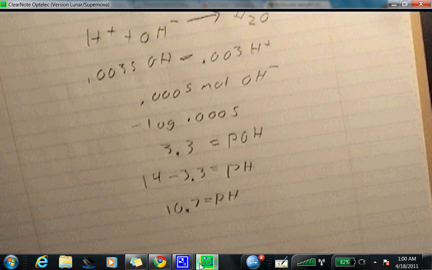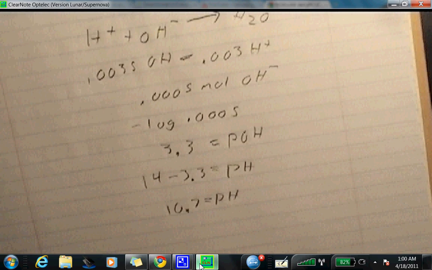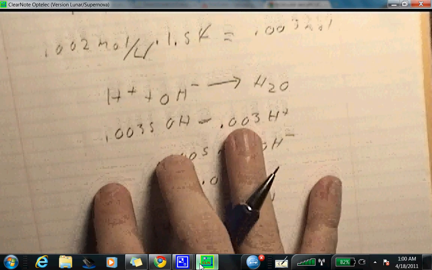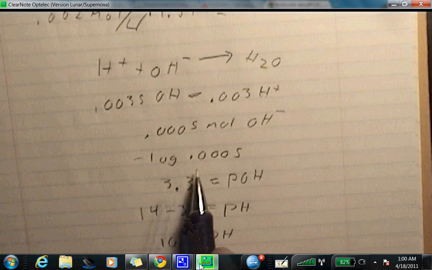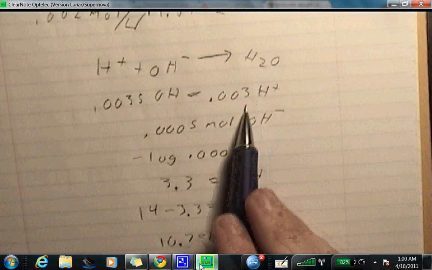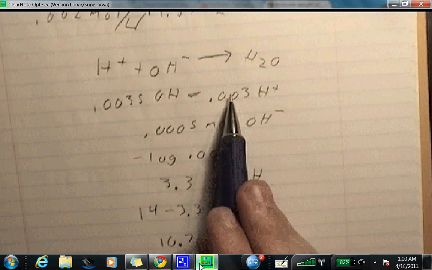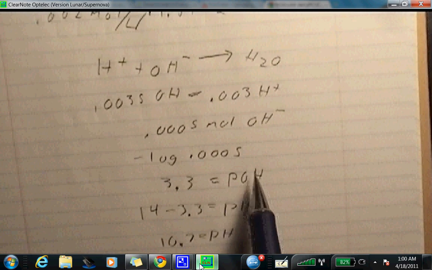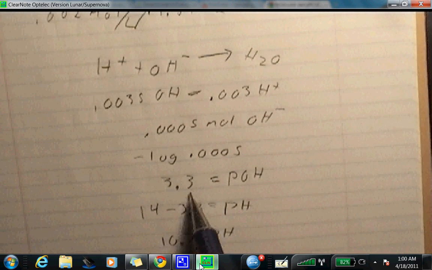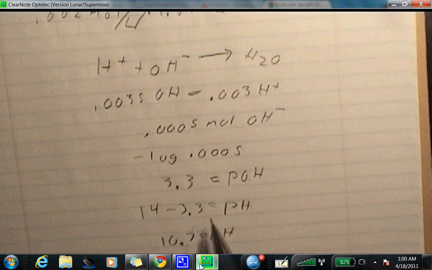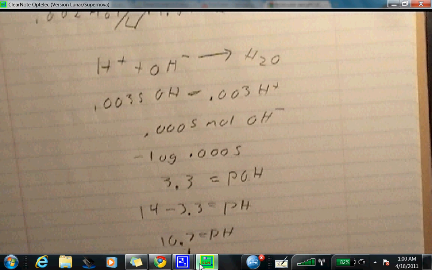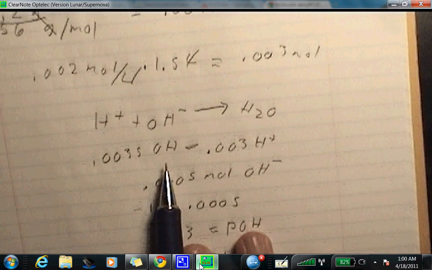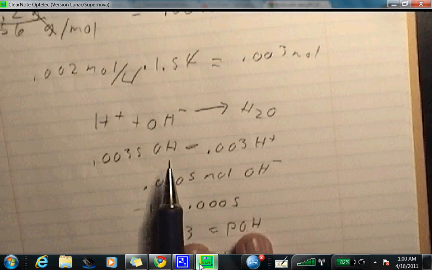Okay. So pretty straightforward question. The main things to know about this are to always keep track of what's in excess, figuring out what your limiting reagent is. When you convert this, know that you're converting into your pOH, not your pH, and that you have to convert it back to your pH. And that should give you all the answers.